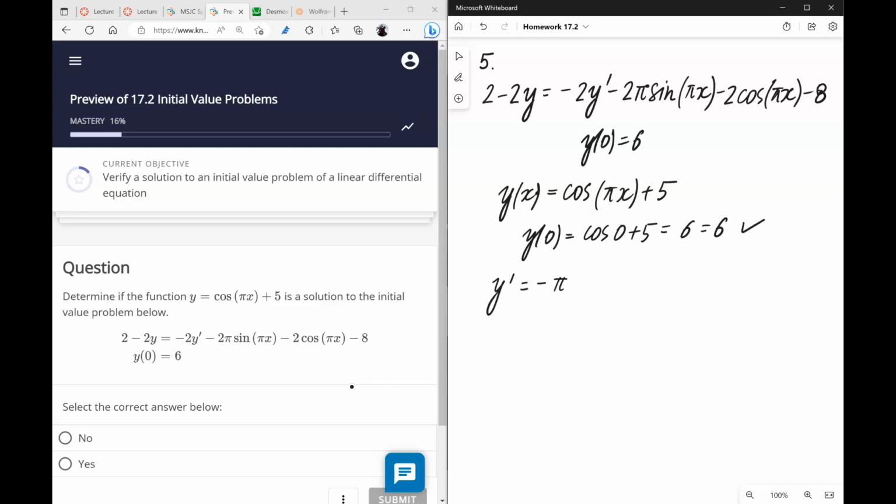So it's going to be negative pi sine pi x. And now we're going to plug everything in to the original equation. So we have 2 minus 2y. So I'm going to try to squeeze everything in here. On the right side we have negative 2y prime. So negative negative becomes positive. And then we have all that stuff. So we have negative 2 pi sine of pi x. We have minus 2 cosine of pi x.